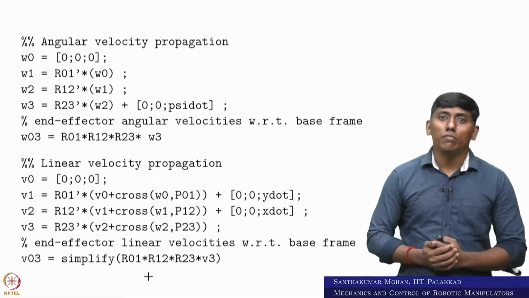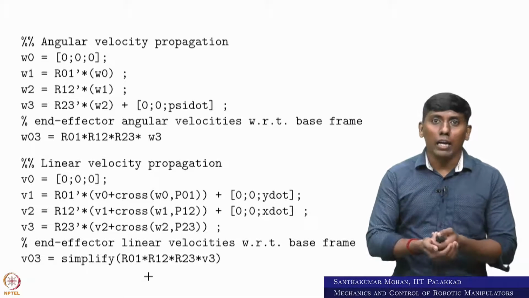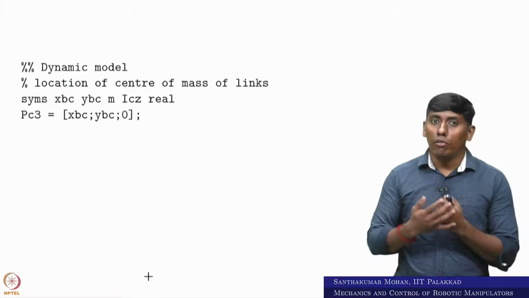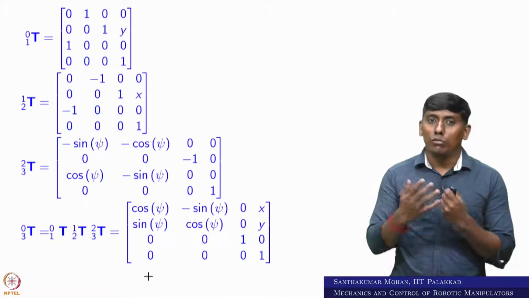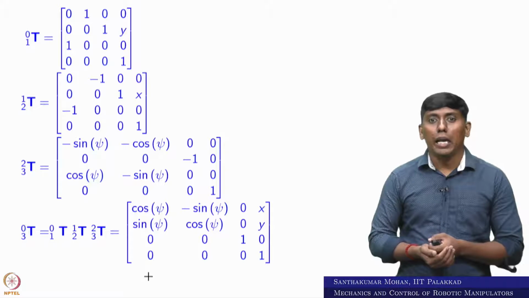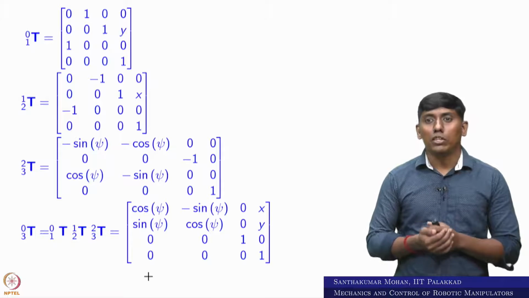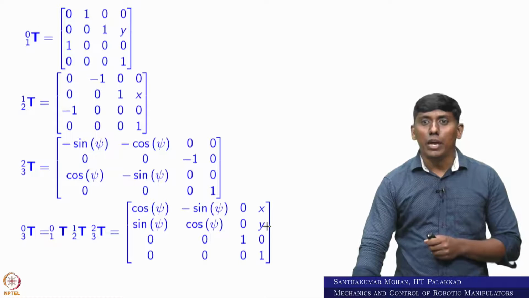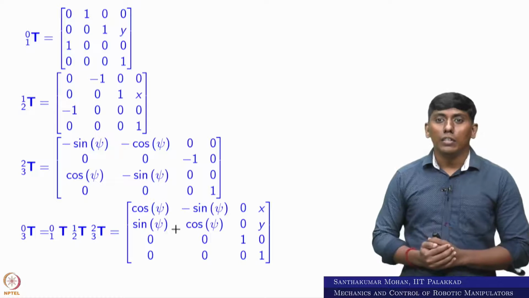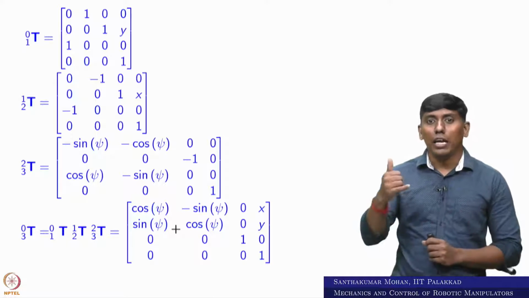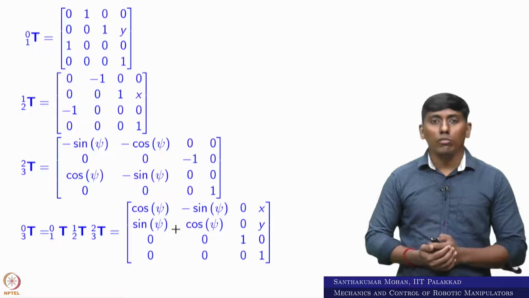Once this is done, we can go the same way for the angular acceleration propagation and linear acceleration propagation. Before that, I just want to plot the individual matrices and the final end effector position with respect to the base, which is fulfilling. You can see the position vector x and y and the orientation, which is psi. If we take the tan inverse, then psi is the orientation angle about the z axis. These all fulfill.